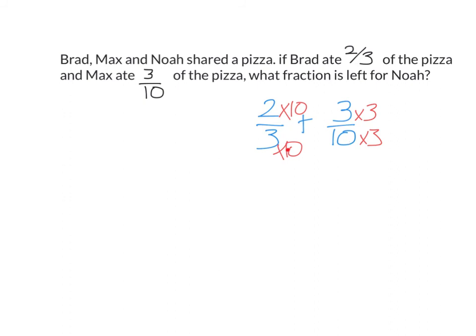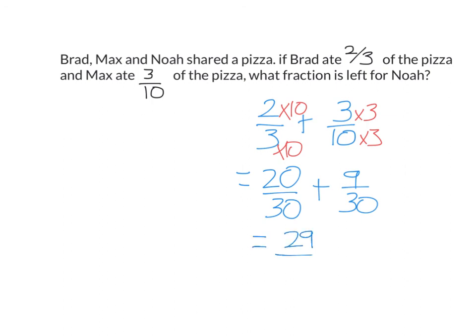And if I times bottom by something, I must also times the top by that number, so I have an equivalent fraction. So 2/3 is the same as 20 over 30. And then 3 times 3 and 10 times 3, that gives me 9 over 30. Okay, so these two fractions are equivalent, these two fractions are equivalent. Now denominators are the same. I simply add the numerators, add the top numbers, and I leave the denominator alone. So 29/30, that's how much has been eaten.